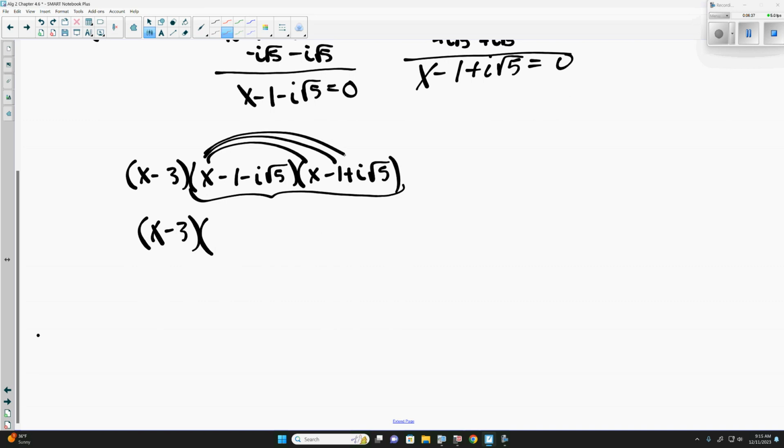Our first step is going to distribute the x. Our x times x would be x squared. X times negative 1, negative x. X times i square root of 5 is plus xi square root of 5. Then we can move on to our negative 1. Negative 1 times x, negative x. Negative 1 times negative 1 is going to be plus 1. And negative 1 times i square root of 5 is negative i square root of 5.